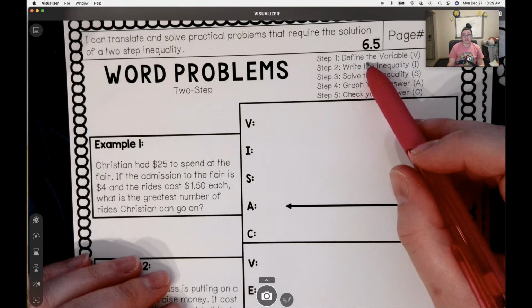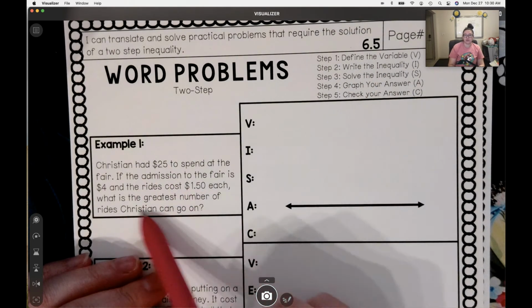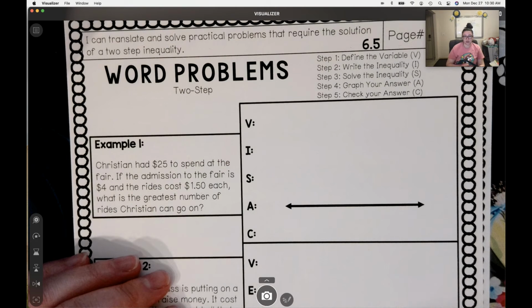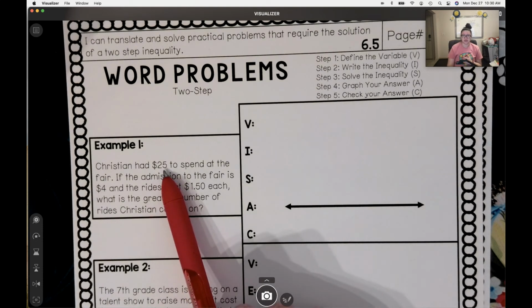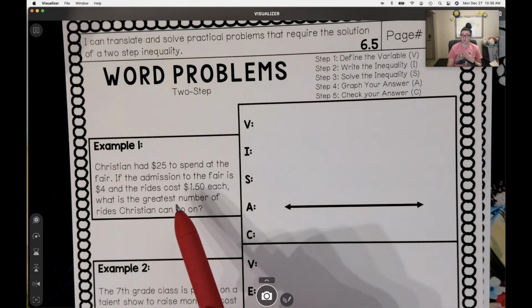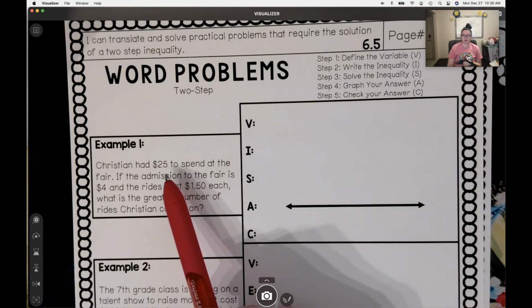First, we're going to define the variable. What that means is we're going to figure out which one of these numbers the variable is going to go with. Again, a variable means that we're going to have to multiply or divide a number in the problem, and that's a number that's going to happen over and over again. So we have to think which one of these numbers is happening over and over again, because that's going to be my number with the variable.